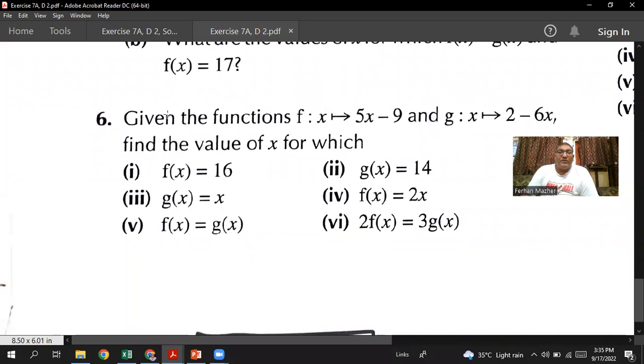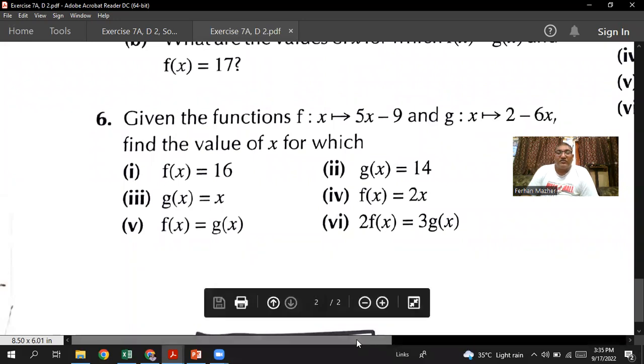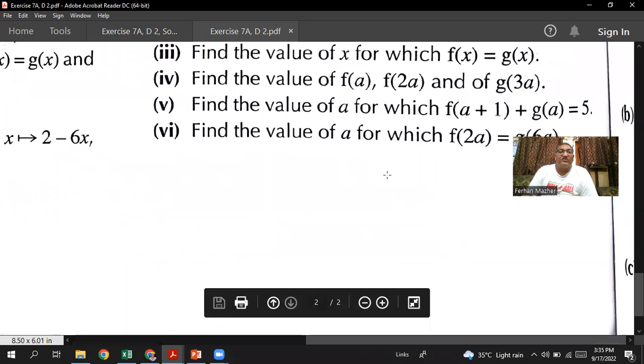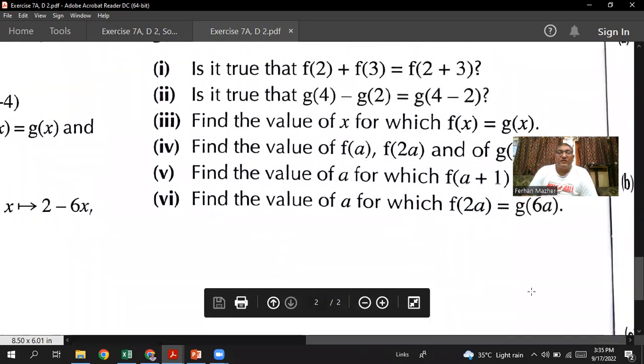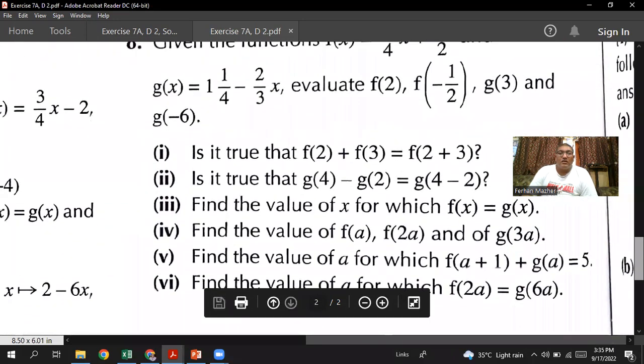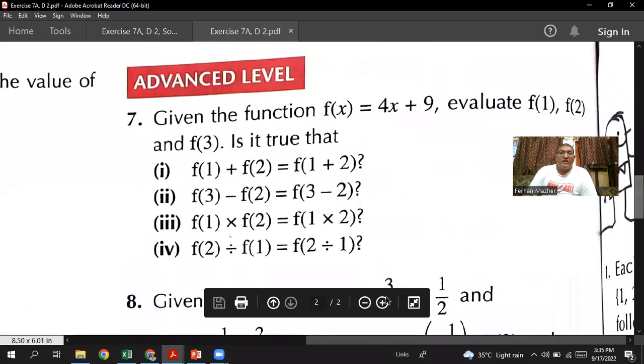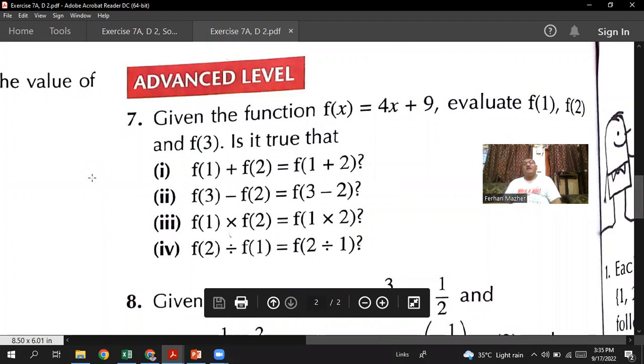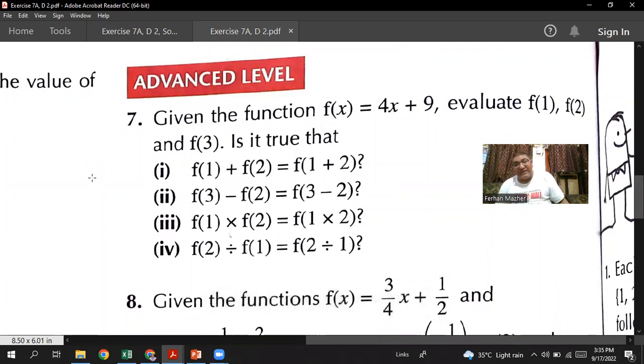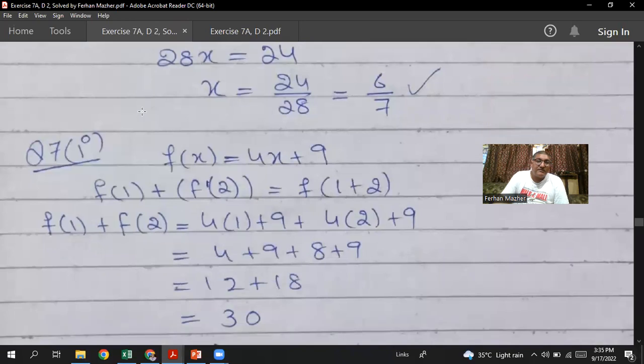So we are done with question number 6. So, okay, we are going to the next question. The next question coming up on your screen is question number 7. He says, given the function f of x equals 4x plus 9, evaluate f of 1, f of 2, and f of 3. Is it true that f of 1 plus f of 2 is equal to f of 1 plus 2? So let's check.